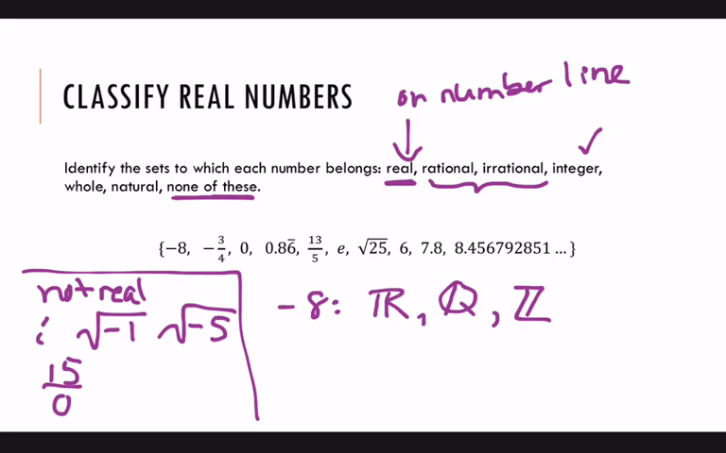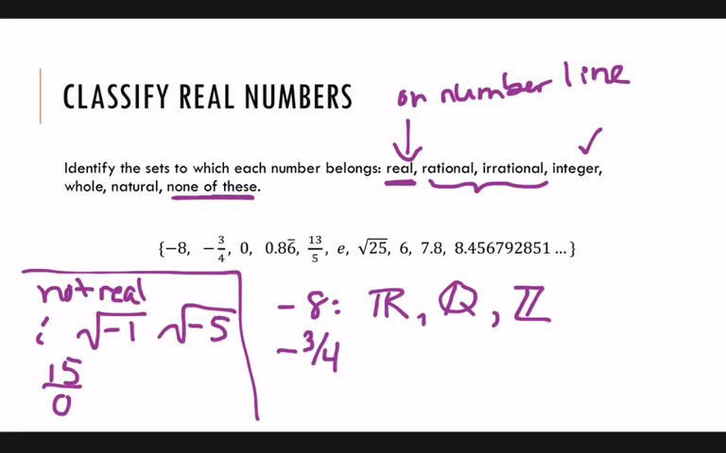Yes, it's an integer. Is it whole? Wholes are 0, 1, 2, 3, 4, etc. But it's negative, so it's not whole. And then if it's not whole, it can't be natural. All natural numbers are also whole. Okay, so we stop there. So it is real, rational, and integer, but none of the others.